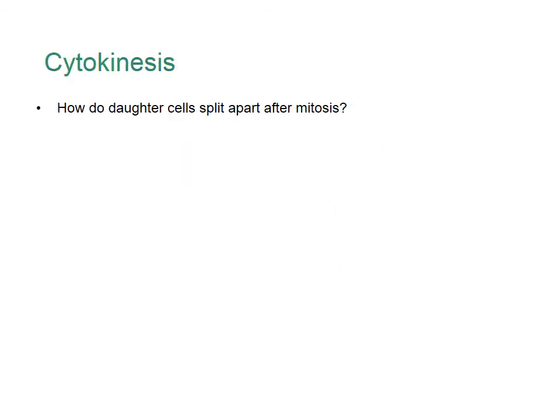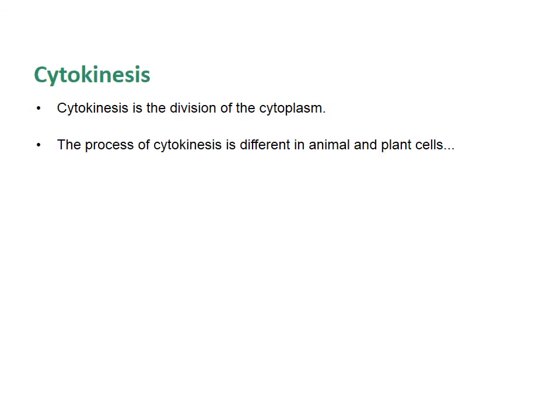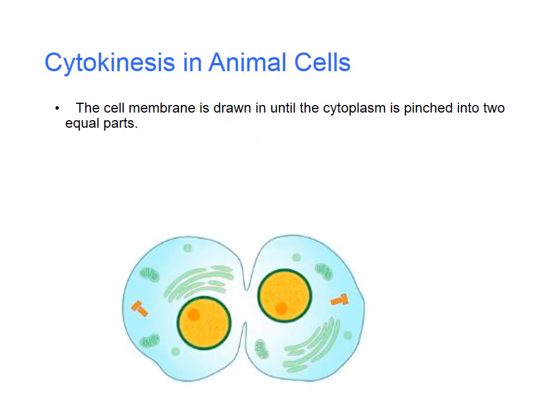So we go into what is called cytokinesis. So how do they split apart after mitosis? Well, first of all, cytokinesis is the division of the cytoplasm, and is a little different in animal and plant cells. In animal cells, it forms what's called a cleavage furrow, and the cell membrane is drawn in until the cytoplasm is pinched into 2 parts. And each part will have its own organelles, obviously its own nucleus, and you'll end up with what are called 2 daughter cells.